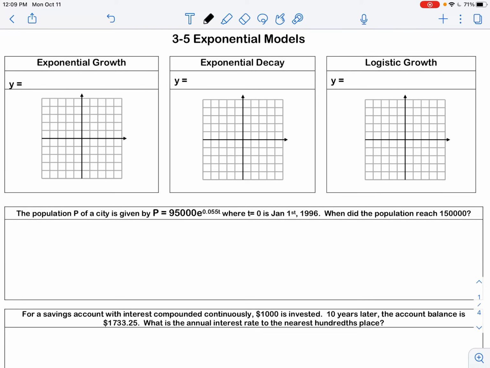All right, now that we've had an opportunity to explore both exponential and logarithmic functions, I wanted to do some problems that involve exponential models of growth and decay, and also briefly talk about logistic growth. So let's go through the various different kinds of exponential growth and decay.